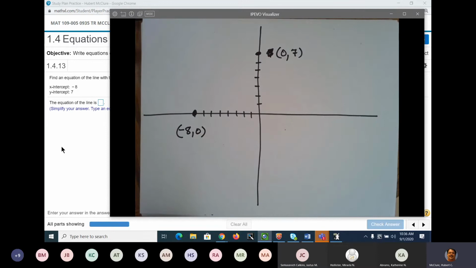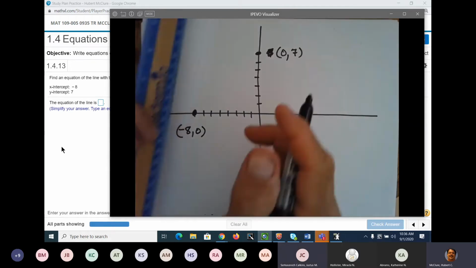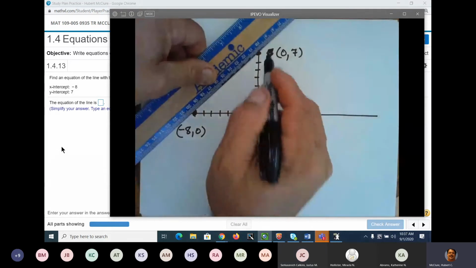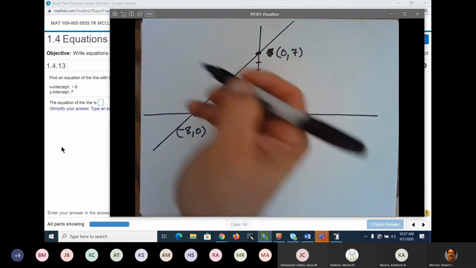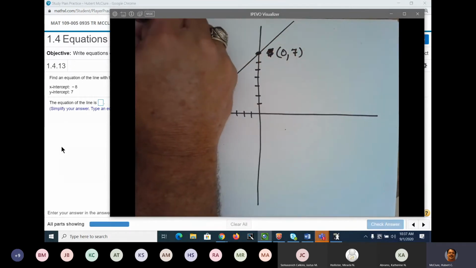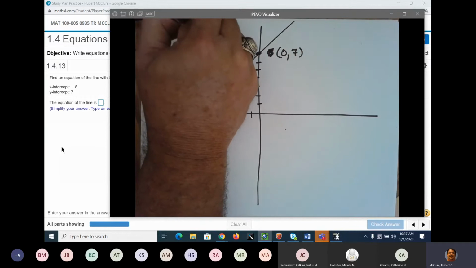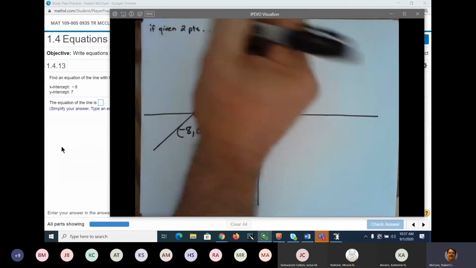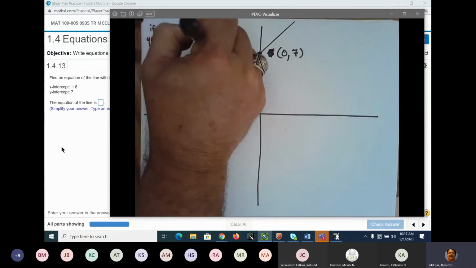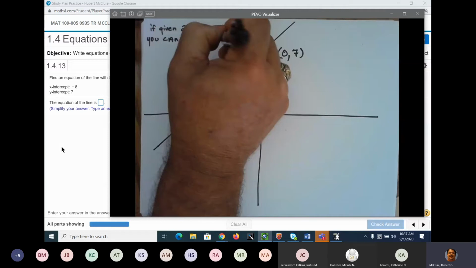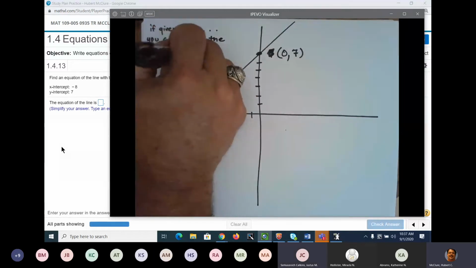Somebody tell me what we have. We have 2 what? Points. We have 2 points. Good. So if we have 2 points, what can we find? If given 2 points, you can find the slope and the what? Equation. And the equation.